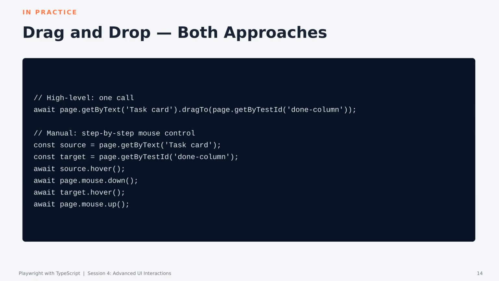High level, one call: page.getByText('Task card').dragTo(page.getByText('Add done column')). Manual step by step: grab locators for the source and the target, then call source.hover, page.mouse.down, target.hover, and finally page.mouse.up. Start with the high-level .dragTo every single time. Only drop down to the manual version if you actually hit a real problem with the simple approach not working correctly.